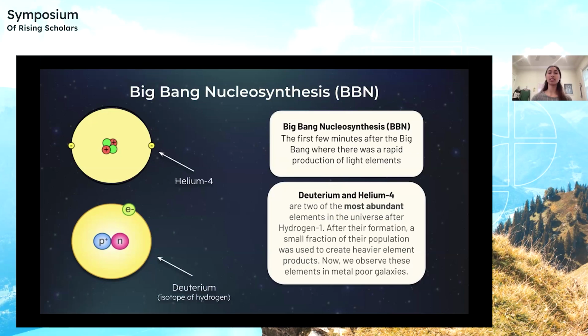The two elements that we will study today are helium-4 and deuterium. Helium-4 is an isotope of helium, and deuterium is an isotope of hydrogen. The reason that we focus on these two elements is because they are two of the most abundant elements in the universe after hydrogen-1. Also, their uncertainties are lower, making it a good candidate to study further. After their formation, a small fraction of both these elements were used to fuse together to create even heavier elements. Now, we can observe these light elements in metal poor galaxies, which are galaxies composed of primarily hydrogen and helium.